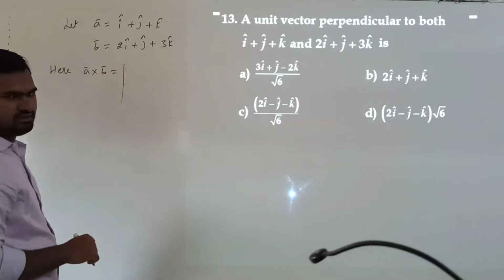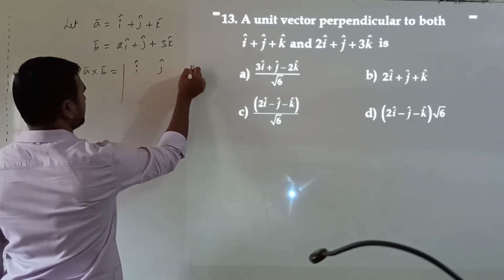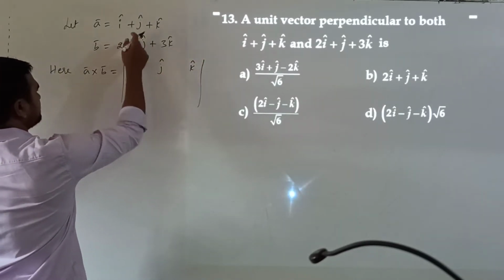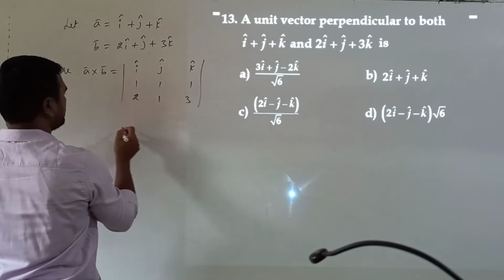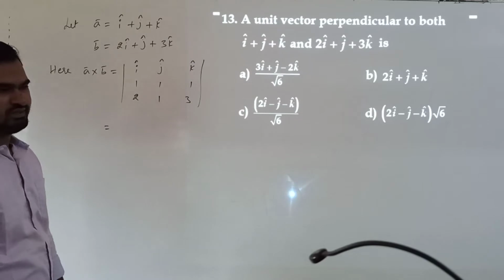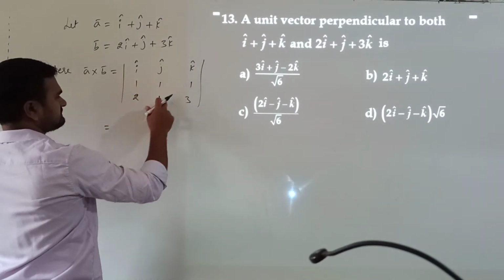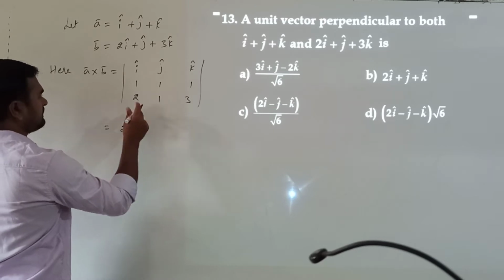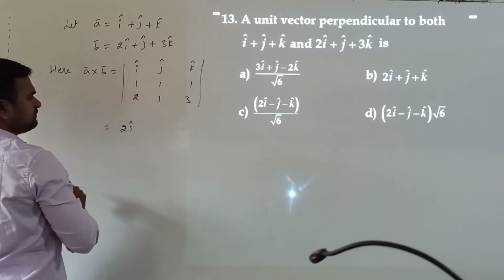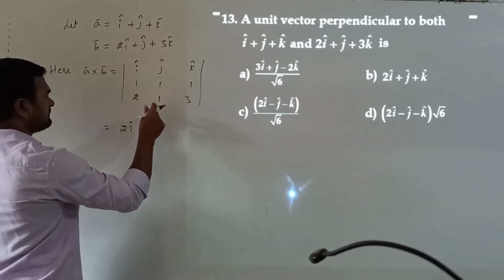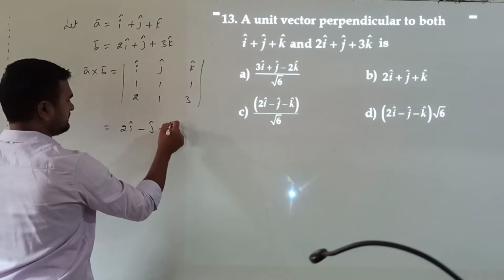We know how to find a cross b using the determinant i, j, k. Components of the first vector 1, 1, 1. Components of the second vector 2, 1, 3. So let us simplify this. i into (3 minus 1), 2i, minus j into, deleting row and column, (3 minus 2), 1, so minus j, plus k into (1 minus 2), minus 1.